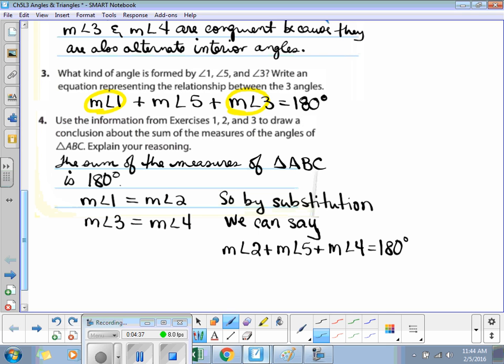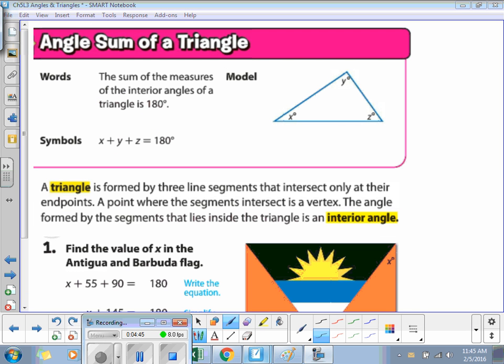So we can say that the measure of angle 2 plus the measure of angle 5 plus the measure of angle 4 is equal to 180 degrees. So that tells us that when we add the angle measures of a triangle, what are we going to get? 180 degrees. Make sure you write that down.